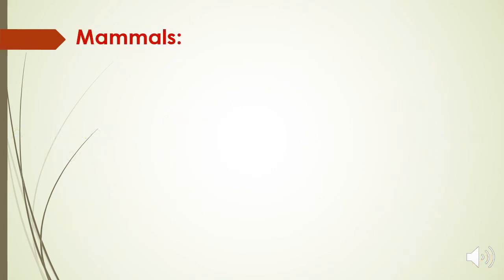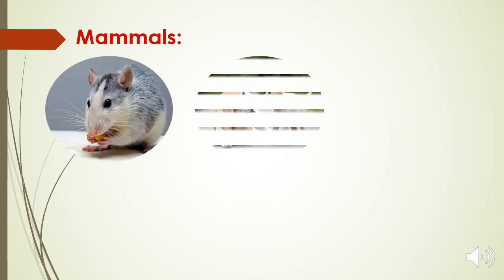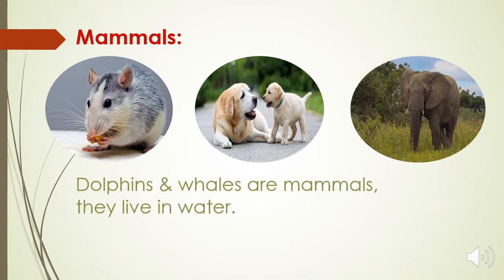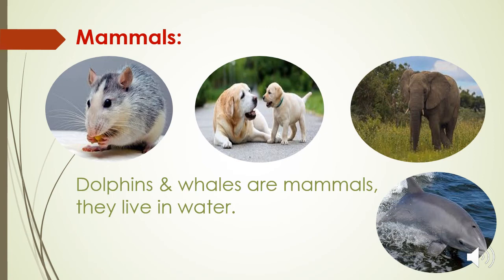Now let's talk about mammals. Mice, dogs, and elephants are kinds of mammals. Also, dolphins and whales are mammals, but they live in water. So, most mammals live on land and some in water, like dolphins and whales.